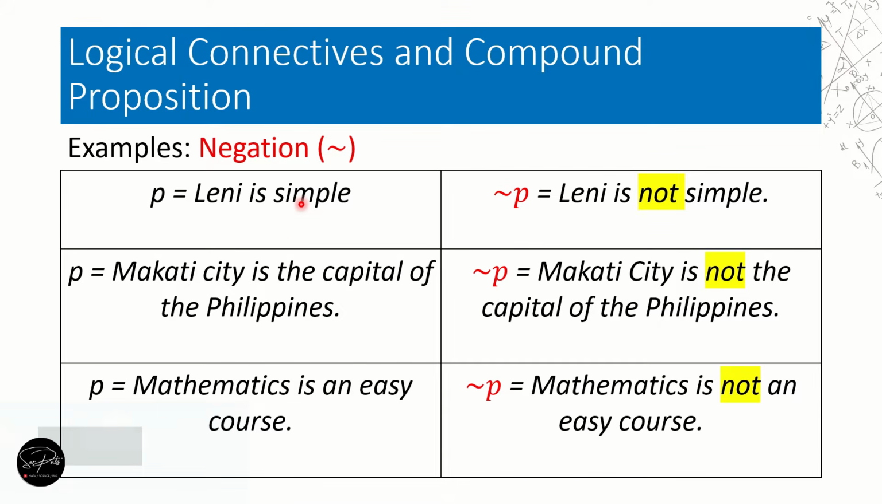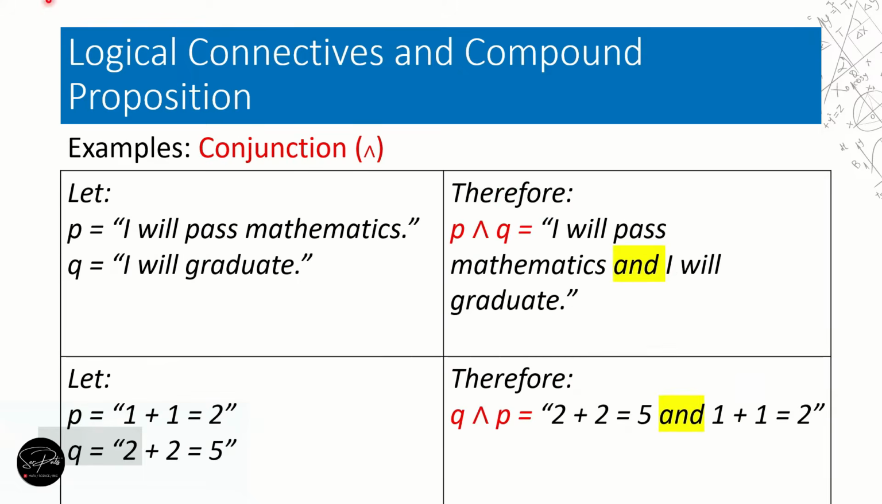And if we will convert the proposition into variables, so example, we have P is equal to Lenny is simple. The negation of P or not P, Lenny is not simple. So, kumbaga, yung mga statement natin kanina for the proposition, binigyan lang natin ng variable P to represent the proposition. Then, P is equal to Makati City is the capital of the Philippines, not P, Makati is not the capital of the Philippines. Then, P is equal to mathematics is an easy course, not P is equal to mathematics is not an easy course.